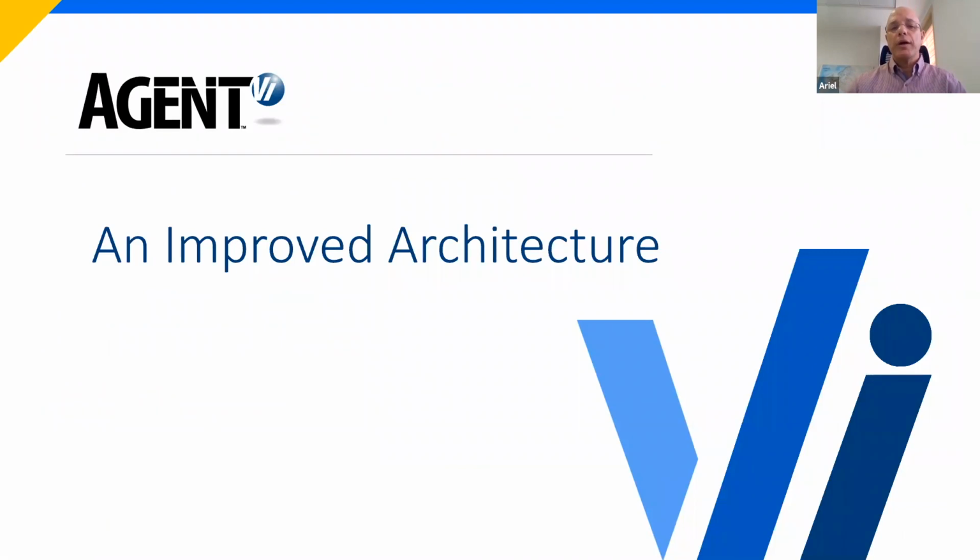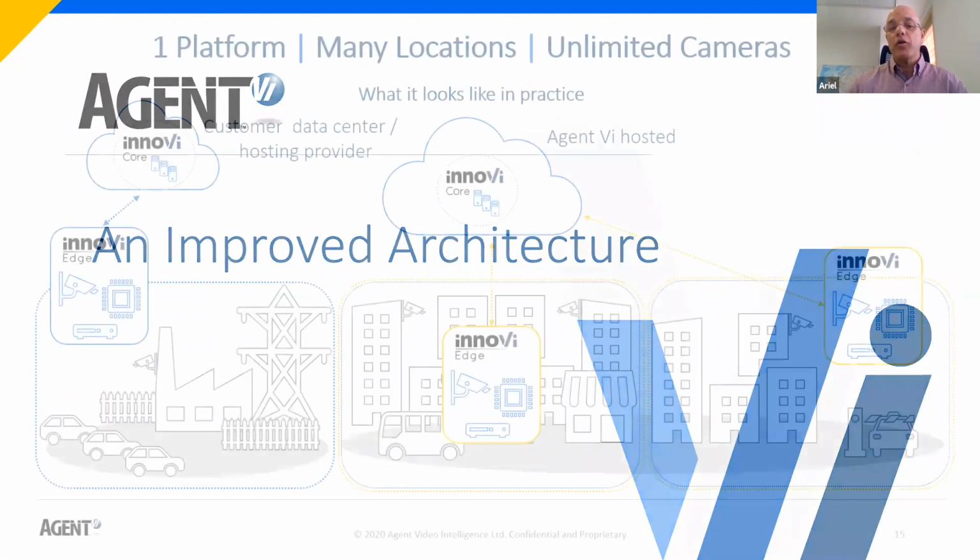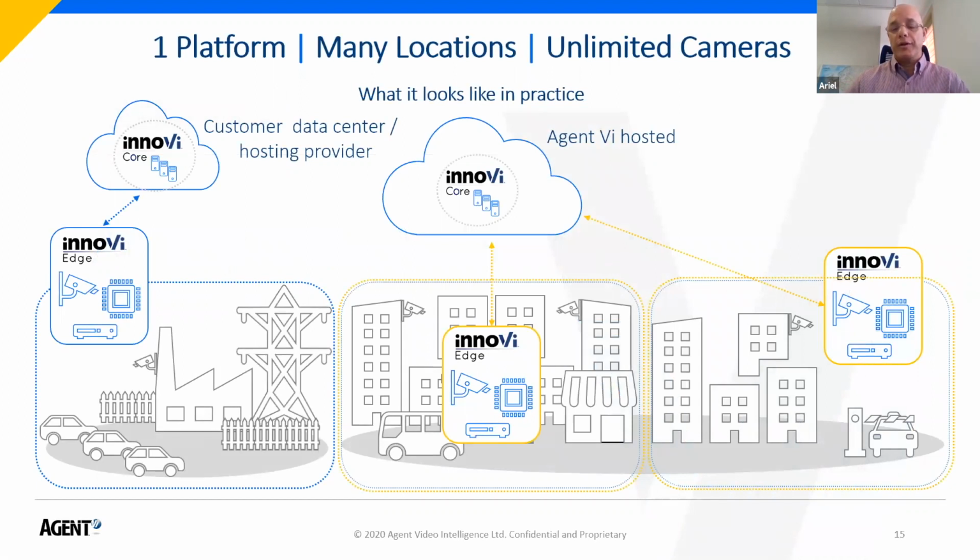Improved architecture. Unlike other analytic vendors in the market today that work either completely on a camera or completely on a server, we have designed innoVi to be, first of all, a federated or centralized system that has two components: the innoVi core, which is the management layer of the system, and the innoVi edge, which is the analytic layer. It can run as a centralized system, with the innoVi core at the center and the innoVi edge at the customer or network of the cameras.